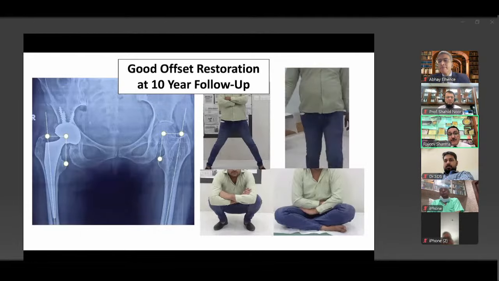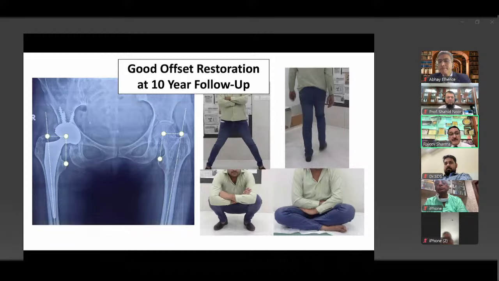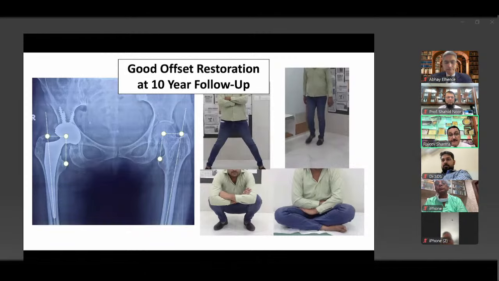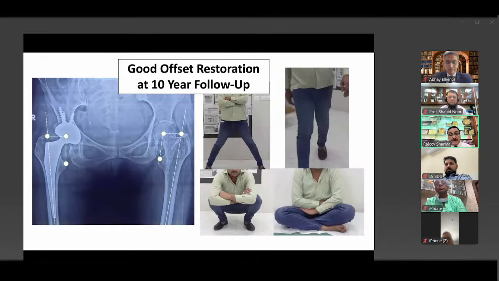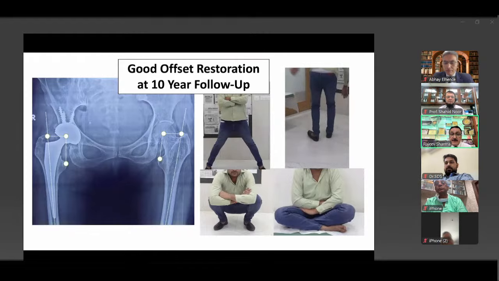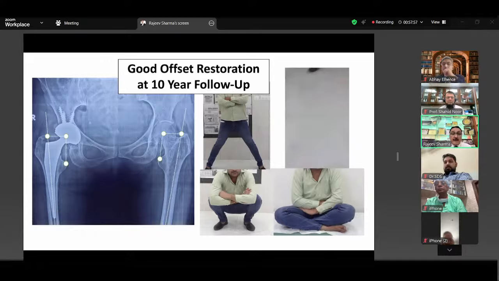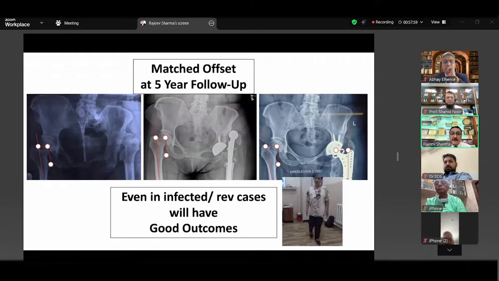Wherever you have a good restoration of the offset, you see the function of the patient is definitely different. And it is not just that the offset alone is important. It is the anteversion. The combined anteversion is very important, and the right amount of the soft tissue tension is very important. And of course, the stability of the implants.